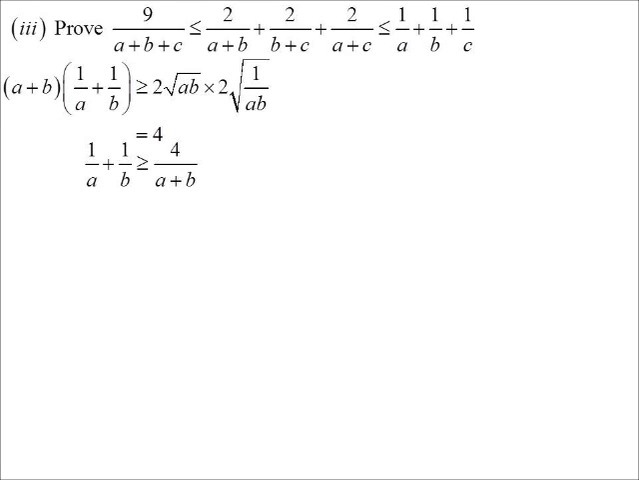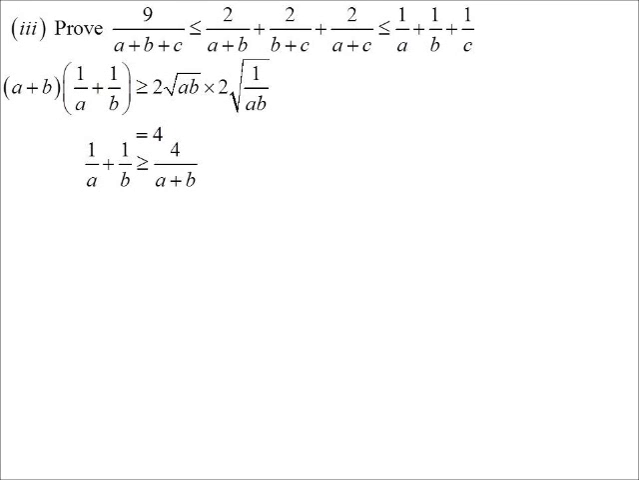And I end up with something where I'm now saying, hey, these 2 things added together, the a and b are actually in the bottom of the fraction now. And it'll be greater than or equal to 4 on a plus b. So I now know that 1 on a plus 1 on b is greater than or equal to 4 on a plus b. So you may be seeing how the right-hand side of this inequality is now going to work.